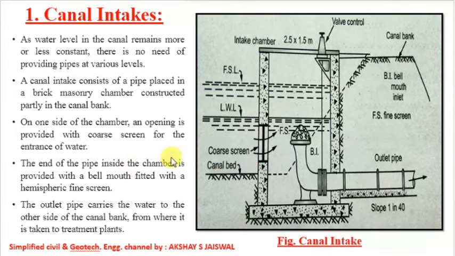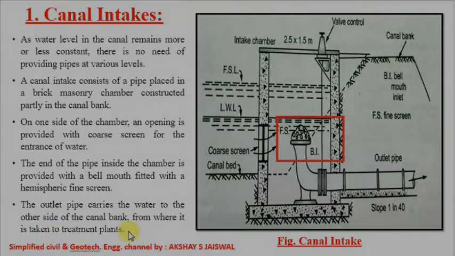The end of the pipe, which is shown in this box inside the chamber, is provided with bell mouth fitted with a hemisphere fine screen. Here we can see a hemisphere fine screen. The outlet pipe carries the water to the other side of the canal bank, from where it is taken to the treatment plant.